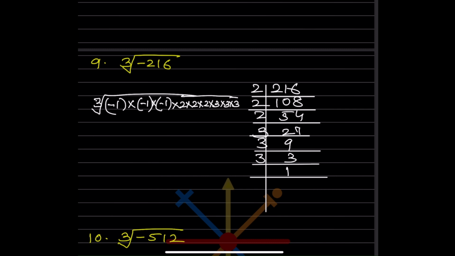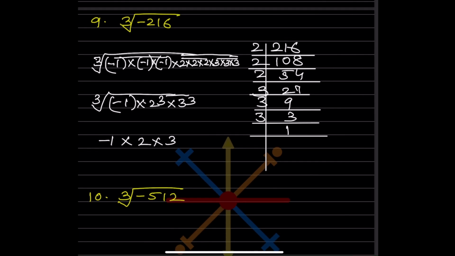So now you can just write here, minus 1 into minus 1 into minus 1, that is going to be minus 1, and 2 cube into 3 cube. Because you are going to make a group of 3. So here, that is going to be minus 1 into 2 into 3, which is minus 6.